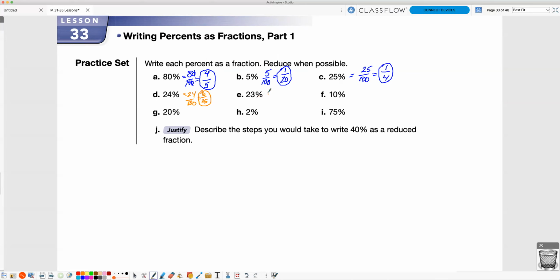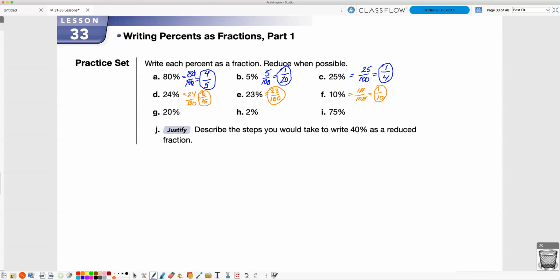Letter E. Numerator is 23. Denominator is 100. That's reduced. Letter F. 10 would be the numerator, 100 would be the denominator. Hopefully you can recognize that that's going to be 1/10 because you could cancel that 0 out and take that 0 out. All you're left with is 1/10.